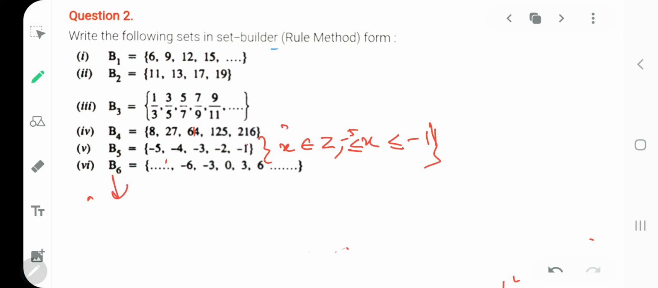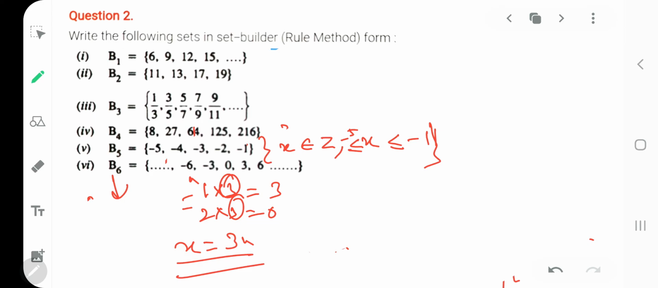Next is B6. It says minus 6, minus 3, 0, 3, 6 on both the sides. If you notice, it goes till infinity, so there is no limitation. So what you are noticing here is every time, if I take 1 into 3, I get my point, 2 into 3 is 6, so every time I am putting this as n, so the formula becomes 3n. Can I say x is equal to 3n and x belongs to integers?